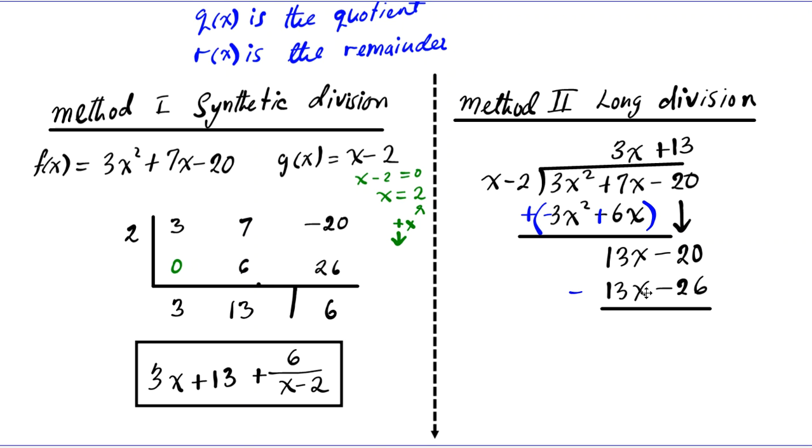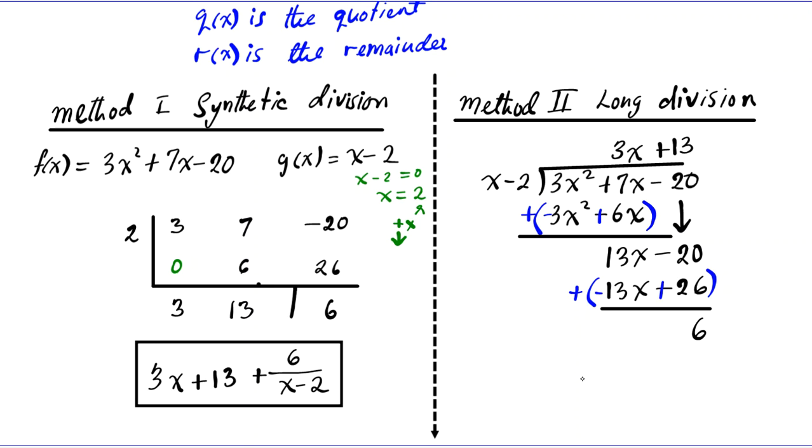So when you subtract, what happens is that you're going to add the opposite of this term right here. So we're going to add the opposite, make this a minus, make that a plus. When you add it down, the first terms cancel out. Negative 20 plus 26. Subtract, keep the sign of the bigger, positive.